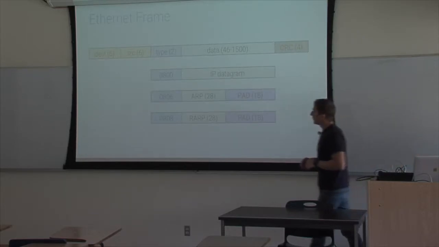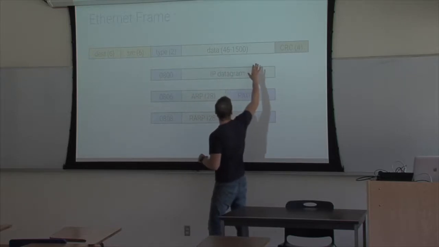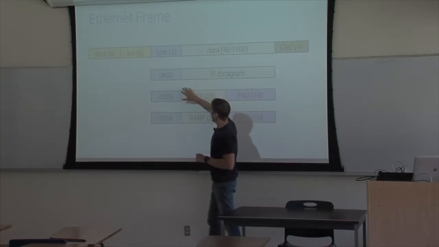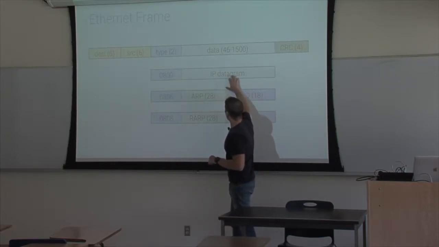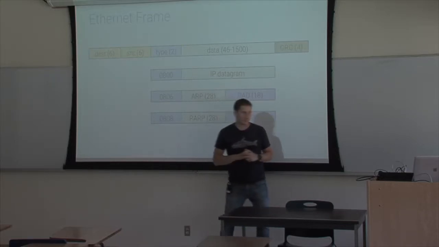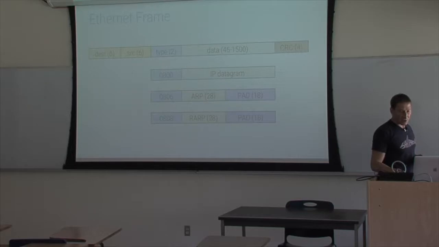This is an example of an Ethernet frame: destination, source, type, some data, and some checksum there. If the type is 800, it will be an IP datagram. 806 is ARP, and so forth. As you can see, ARP seems to be important.